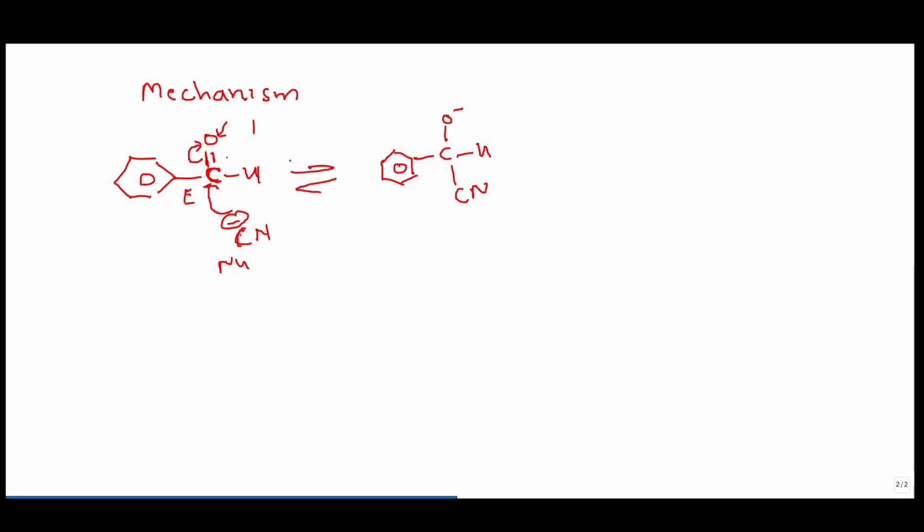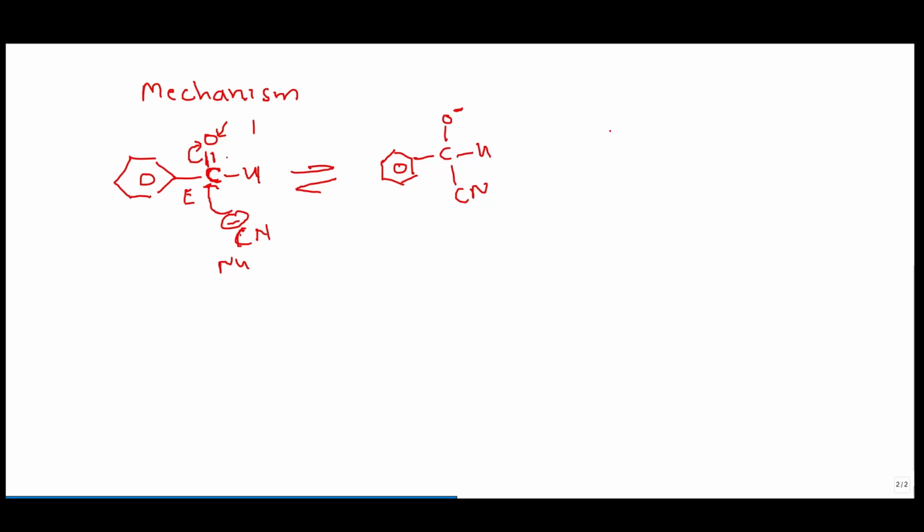Now, we are showing this step as a reversible step. Why are we showing this as a reversible step? Because this negative charge may form a pi bond again, and if this pi bond is forming, then cyanide may leave, because cyanide is a good leaving group. So the step is a reversible step. If cyanide ion leaves, we may get the reactant back.